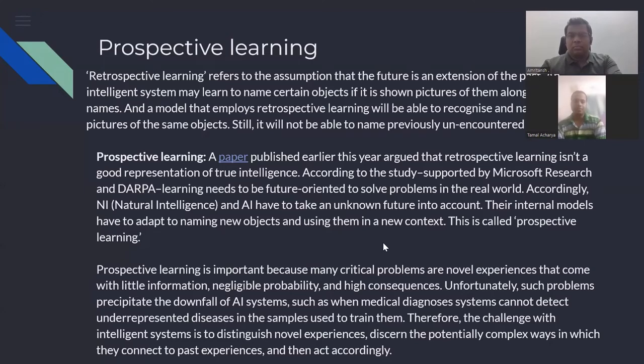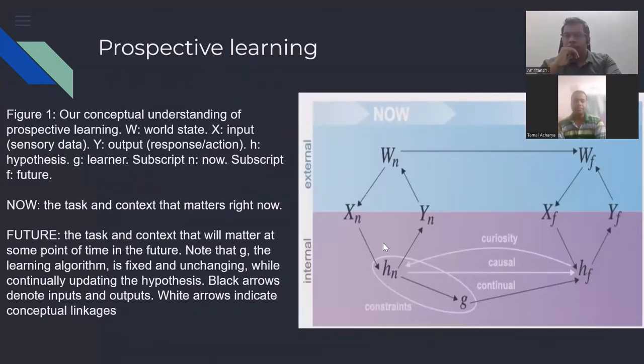Now, moving on. This paper is really good. You should go through it. It's very intuitive and it is written in very plain language, with very little mathematical stuff. Now, this diagram will explain. This is now, which is the present, and then you are going to a future. Future state. Now, present state to future state.